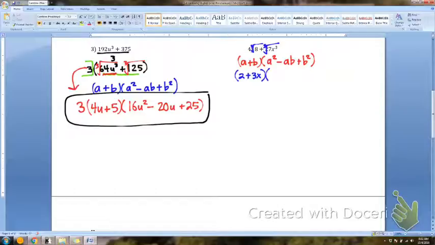Then it says take your a value and square it. A squared, that's 2 squared is 4. A times b, 2 times 3x is 6x. We'll put the subtraction sign. And then plus b squared, so plus 9x squared. Be really careful with that. 3x times 3x is 9x squared.